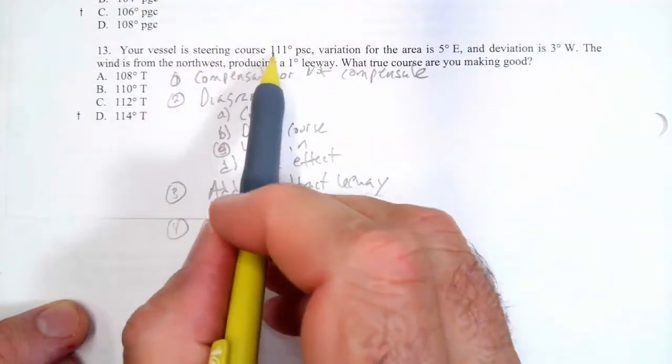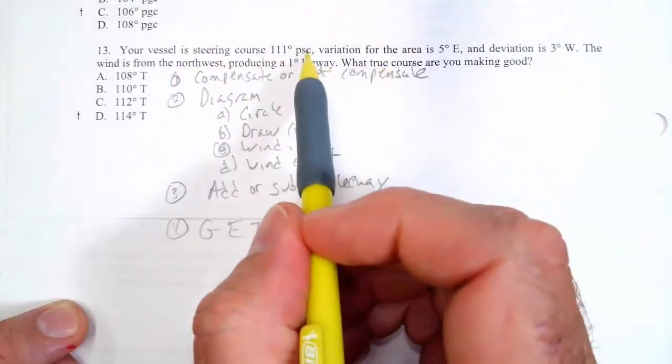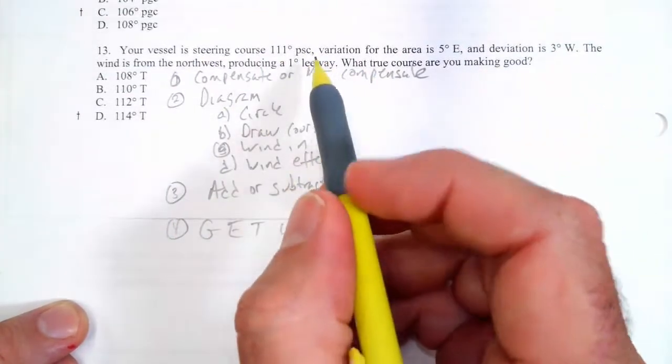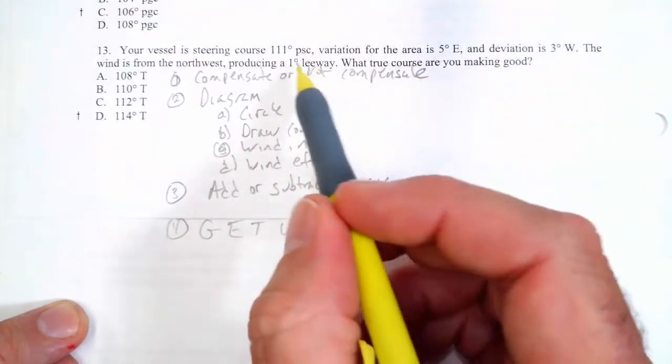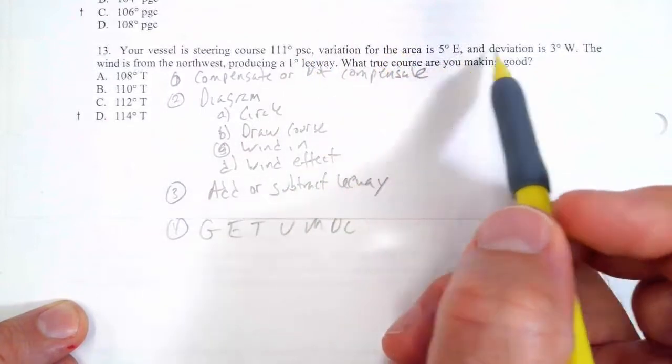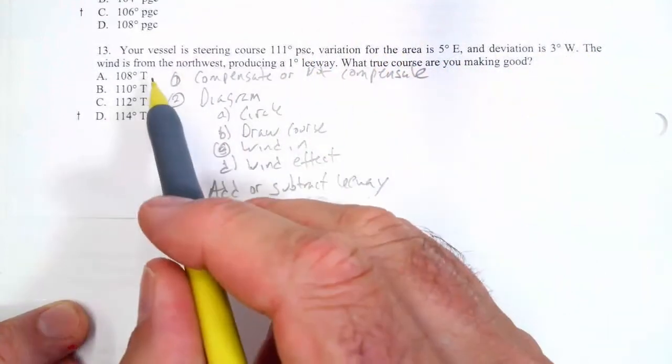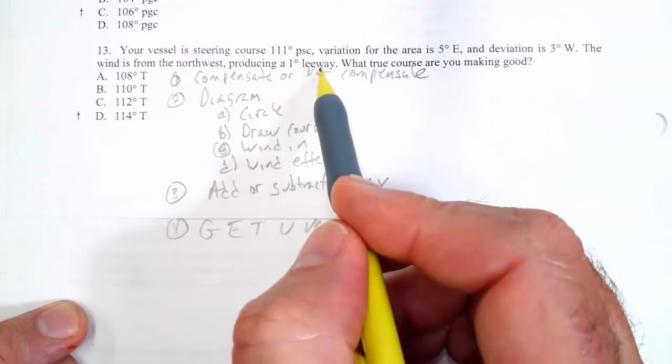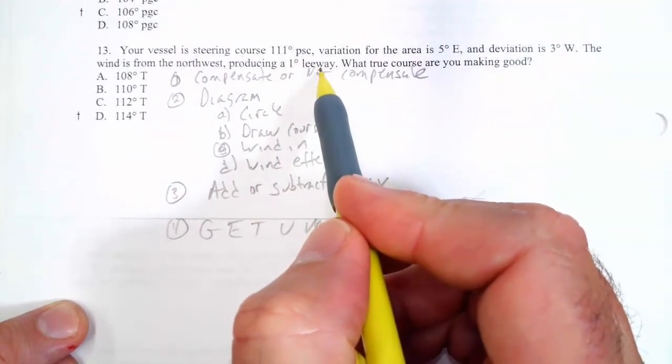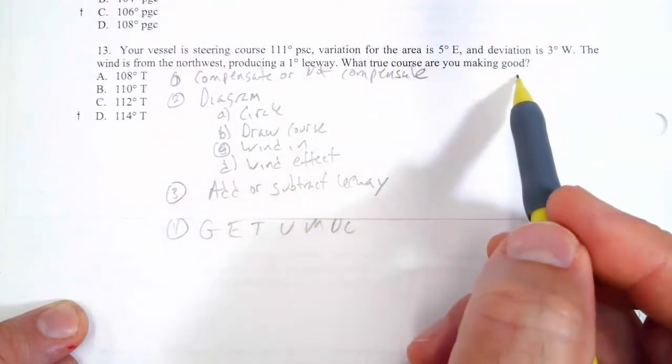Your vessel is steering 111 PSC. That's important. So we're starting off with a PSC course, and there's some variation and some deviation. The wind is northwest, producing 1 degree of leeway. So what true course are you making good?